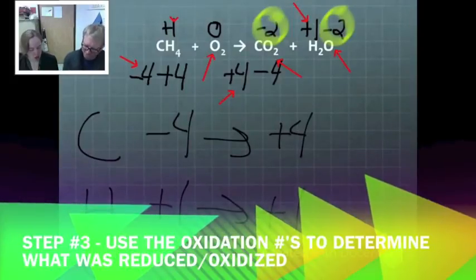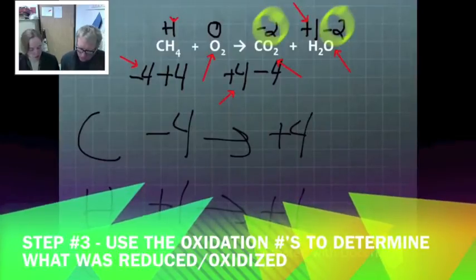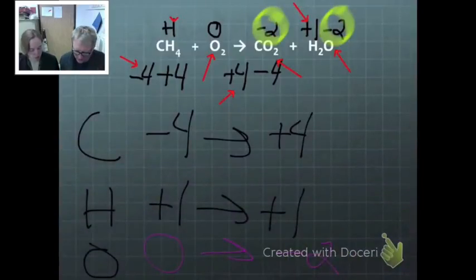All right, so what do you notice? If I look at the carbon, it started out as -4 and went from -4 to +4. So that's going up. And since it went up, it is oxidized. Up is oxidized. All right, and so then hydrogen went from +1 to +1.